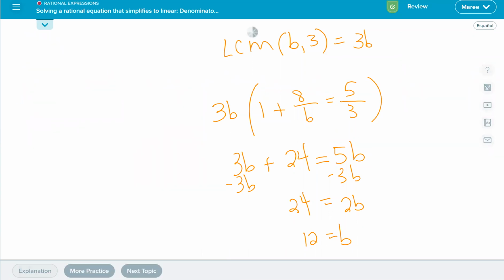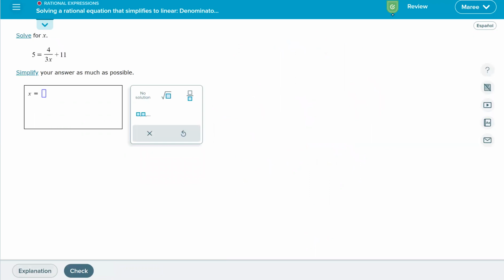All right, let's do another one. So we're going to look at our denominators. In this case, we just have a 3x. So if we start by just multiplying the entire equation by 3x, we'll be able to get rid of that denominator within our equation. So 3x times 5 is 15x.